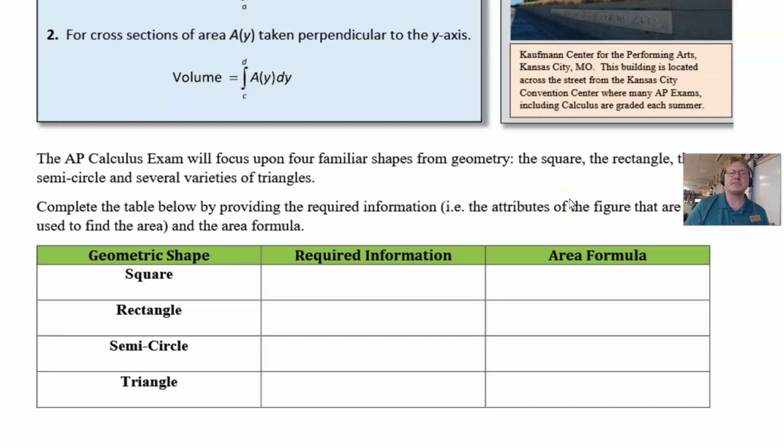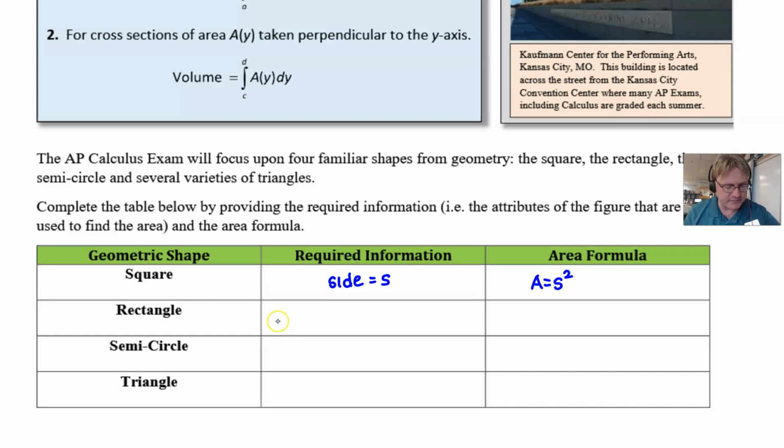In order to make this work, we have to know information about 4 basic shapes, and we have to know the area of those 4 basic shapes. So what are these pieces of info? If you're talking about a square, you need one thing and one thing only, and that's the side. And we can call that S. Knowing that, then the formula for the area is just simply side squared. Pretty easy. Move on to the rectangle.